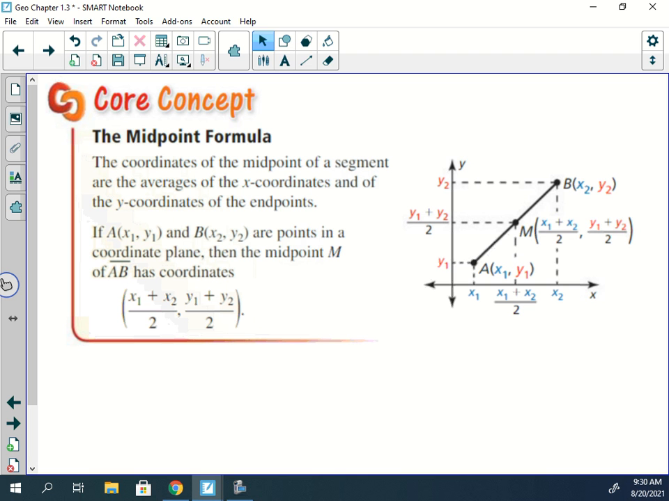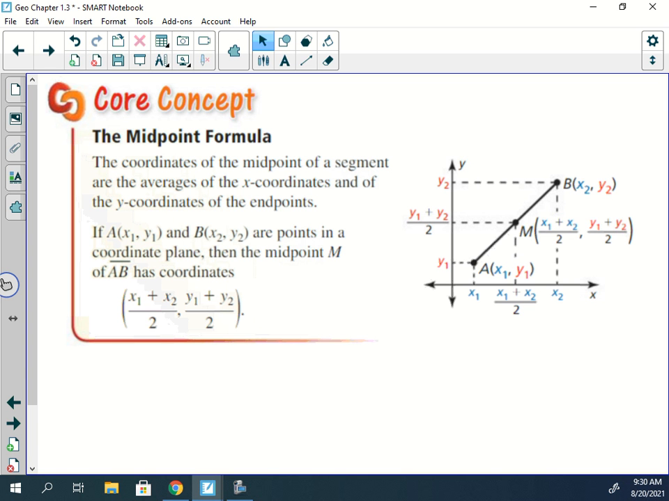So the midpoint formula helps us find the exact middle of any line segment. Now it's a little bit easier if we were able to take a ruler and measure it and see what the middle is, but it's not always the case that it works out nicely. So this formula here helps us.